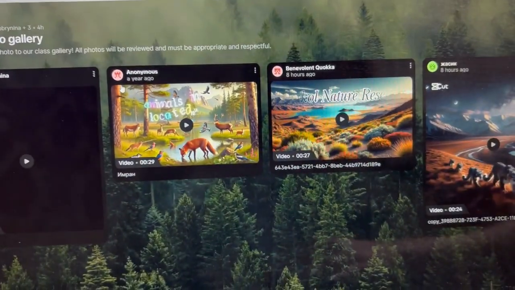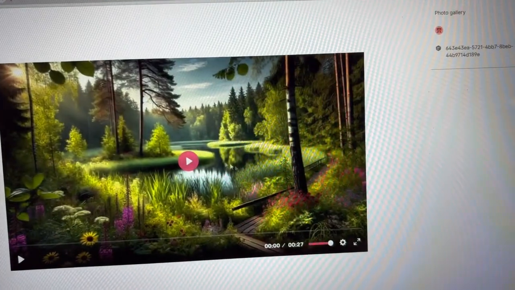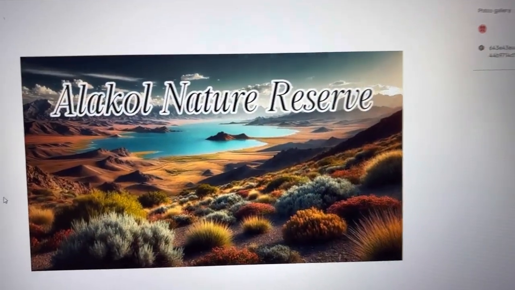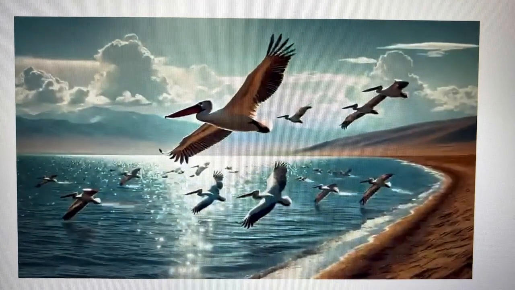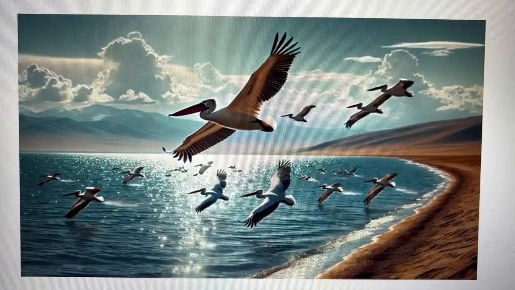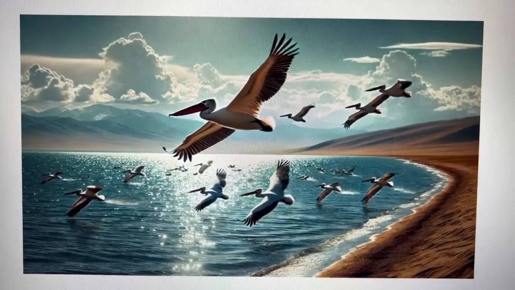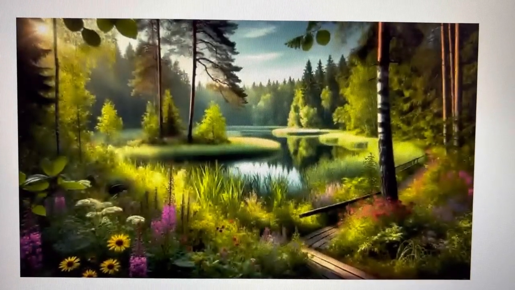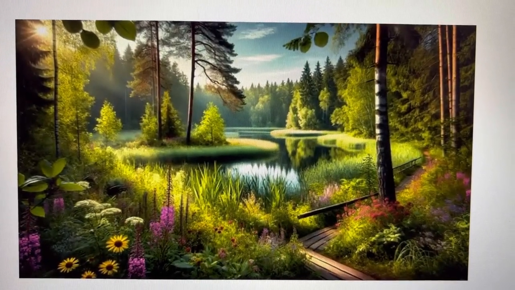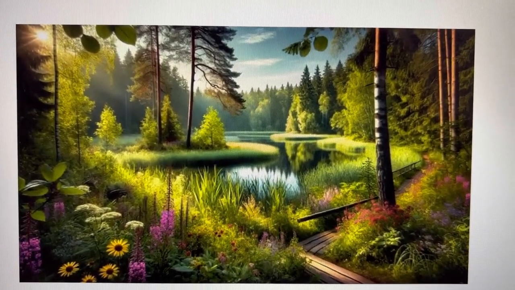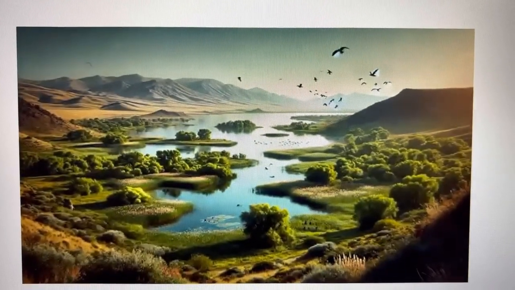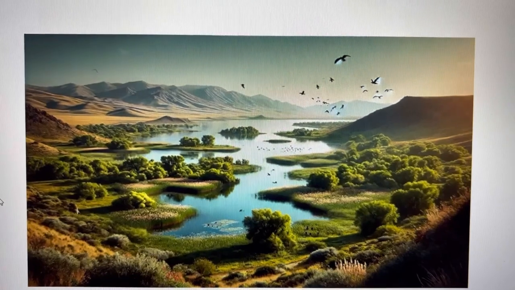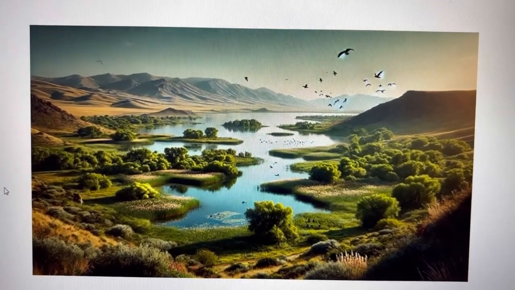Alakol Nature Reserve is located in eastern Kazakhstan near Alakol Lake. The reserve was established in 1998 to protect its unique ecosystem. Animals. It is home to rare species like white-billed seal, snow sheep, and migratory birds such as the gray crane. Plants. The reserve hosts a variety of plants typical for steppe and wetland ecosystems, including several rare and unique species.